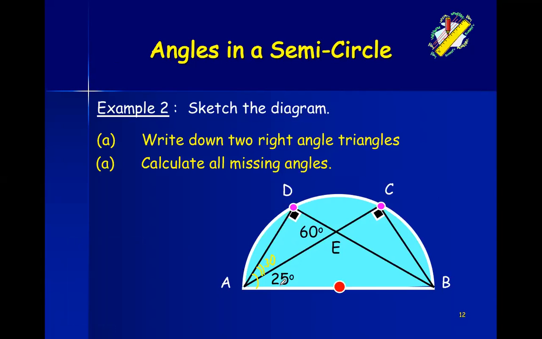So now I've got 30 plus 25. That's 55, and I've got 90. So 180 minus 55 minus 90 tells me this is 35. So if I want to find E, I've got 25, 35. We said that all angles in a triangle add up to 180. So I've got 120, 120 for this one.